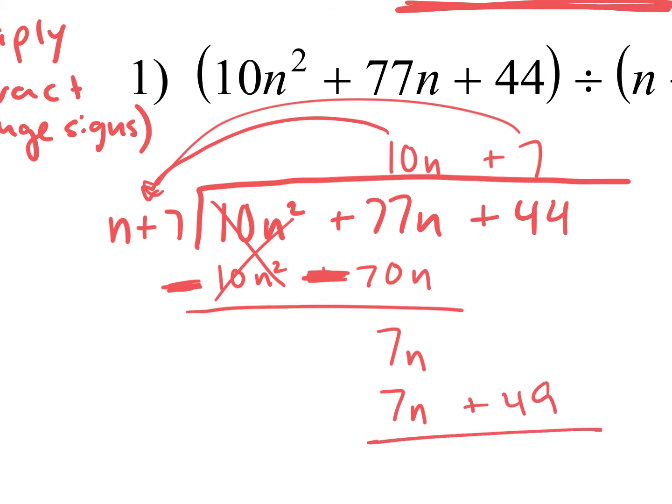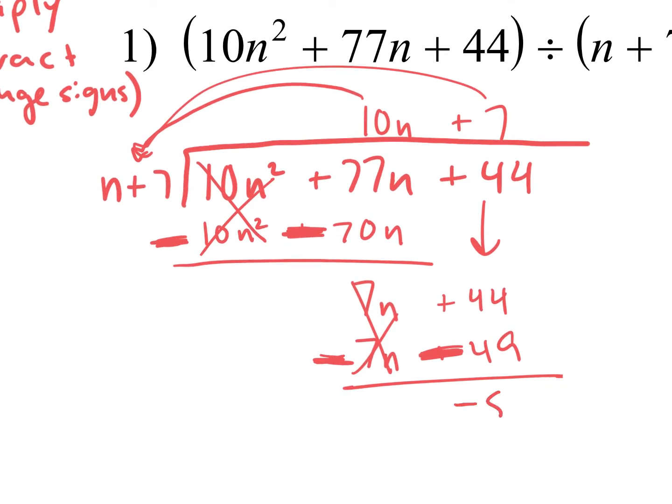What's next? Change a sign, change a sign. So it becomes minus and minus. Bring down the 44. So what's 44 minus 49? Negative 5. That's our remainder. We don't have any more n's to take away here, so that would be our remainder. So our answer is 10n plus 7, remainder negative 5.